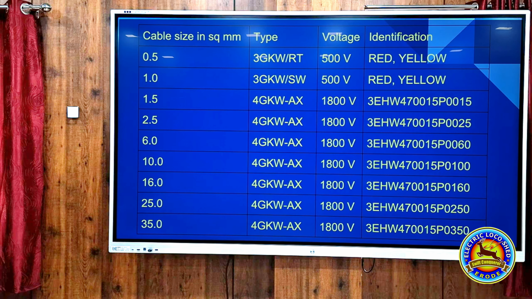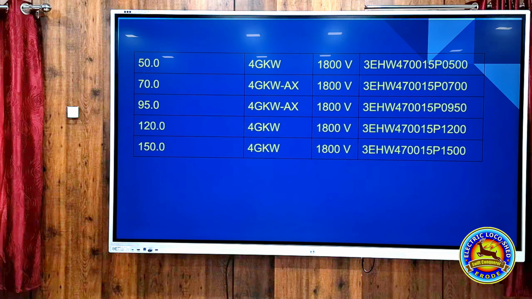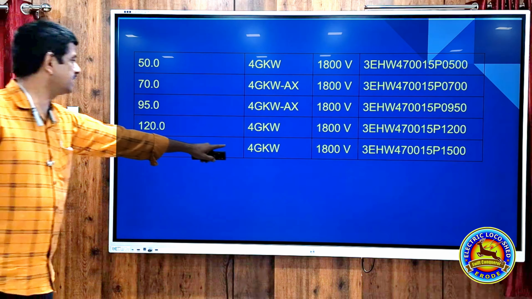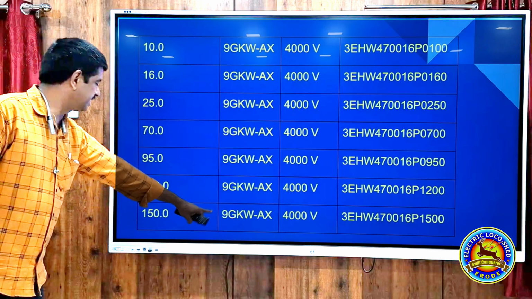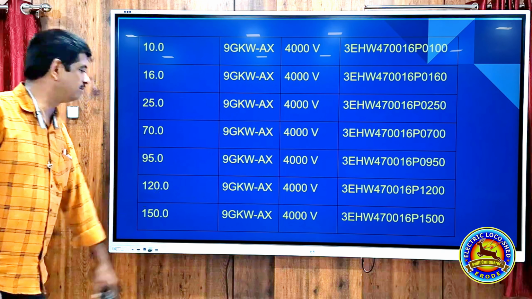Next is 6 square mm, 10, 16, 25, 35 square mm. This 25 and 16 are used in OCB and TMB circuits. 35 is there in HB panel. From bar 1, bar 2, bar 3 the output cables are this 35 square mm only. Next is 50 square mm, 70, 95, 120 and 150. In this you can see 4GKW 120 is there, and same 9GKW 120 is there, like that 9GKW 150 is there.